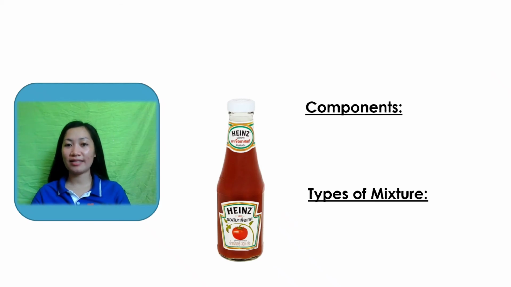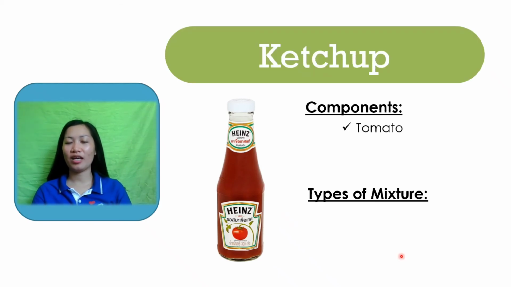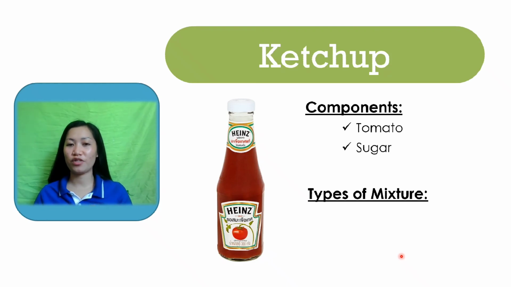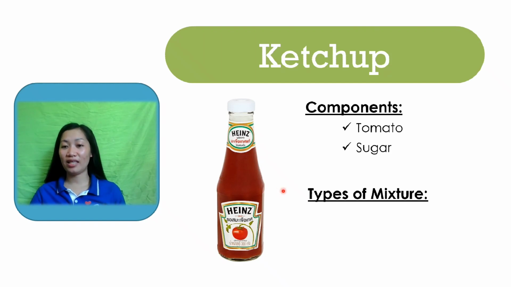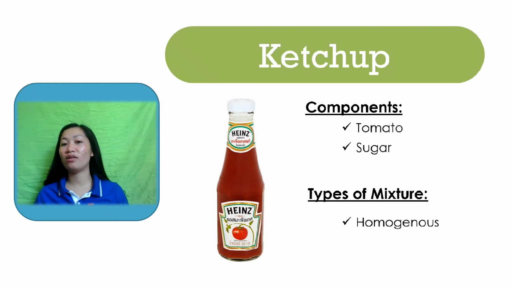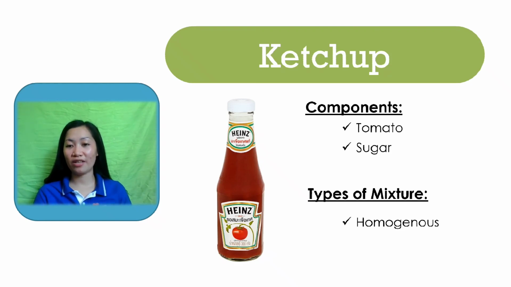And now let's have the ketchup. Ketchup. So the components are tomato. We have also the sugar. Sometimes they add water, and also we have spices. So what do you think is the type of mixture the ketchup is? Is it heterogeneous or homogeneous? Yes, it's homogeneous because the spices, the tomato, the sugar, they blend very well, or they are uniform. So your answer is correct, homogeneous.